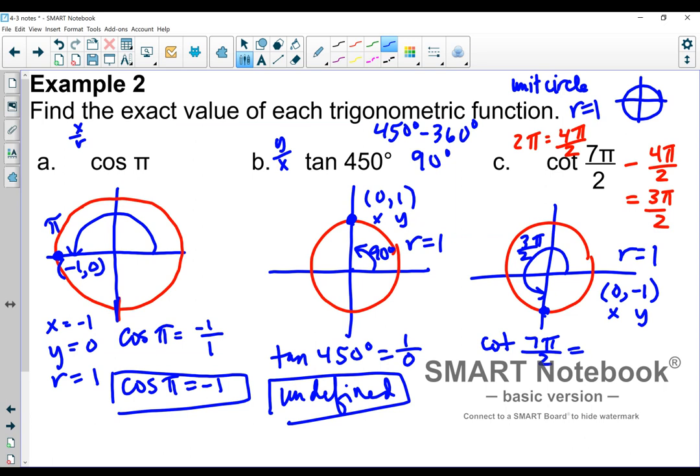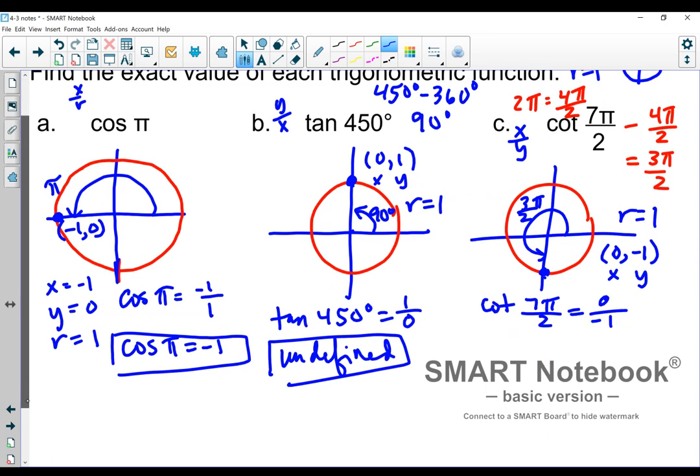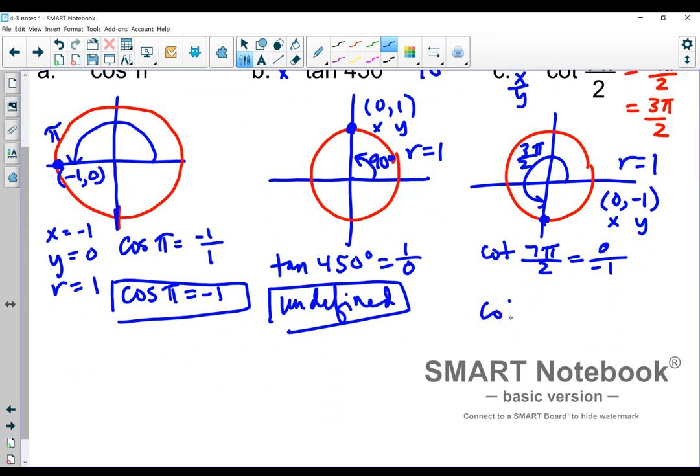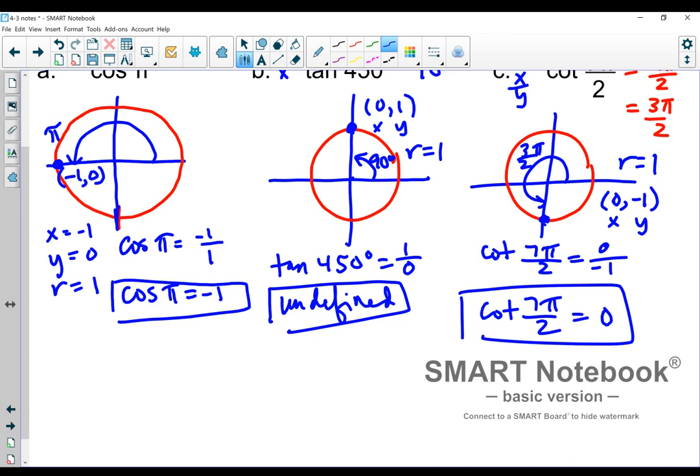So my cotangent is going to be, let's see, if tangent is y over x, this is going to be x over y. So that's going to be 0 over negative 1. And you wouldn't really need to show this. You could just say cotangent 3 pi over 2 equals 0. All right.